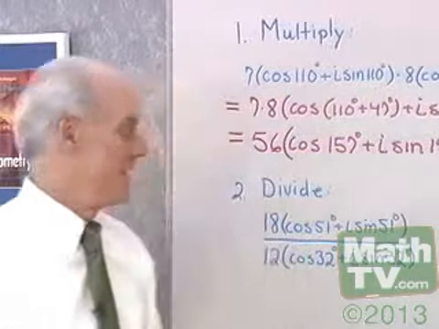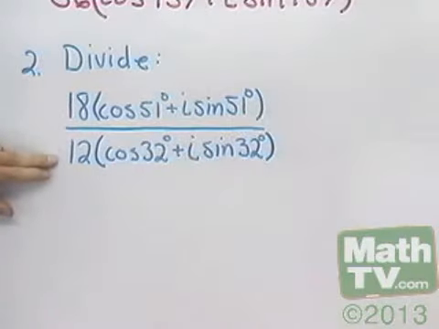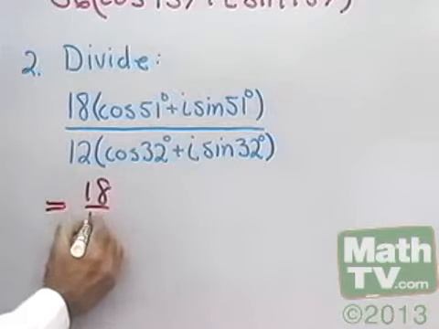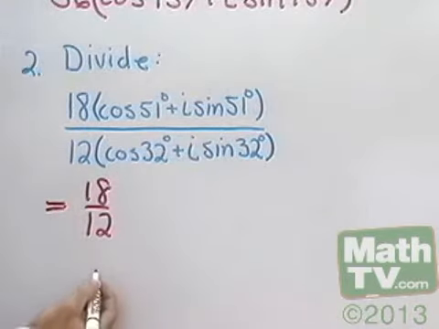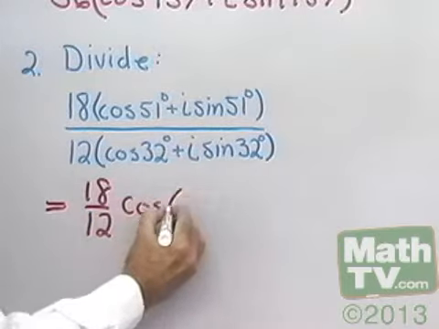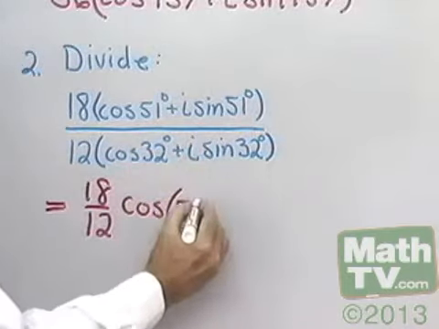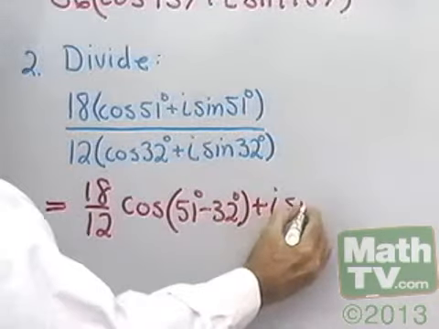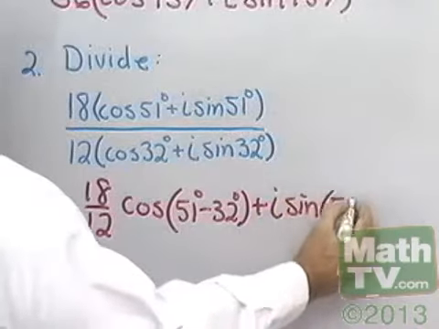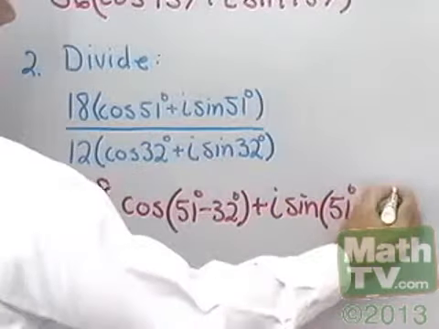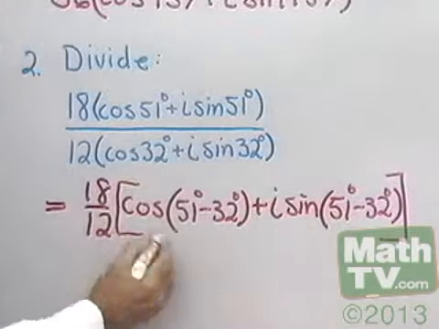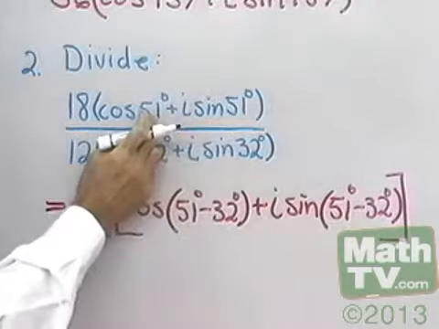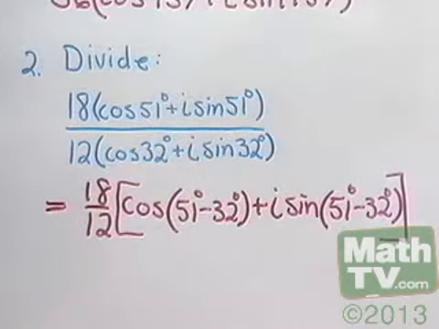Let's look at division. I want to divide this complex number by this complex number. It's very easy to do so. I'll just divide absolute values. It'll be 18 divided by 12, cosine of, and I'll subtract angles: 51 degrees minus 32 degrees plus i sine of 51 degrees minus 32 degrees. And let's put brackets around that. So I divide the absolute values and I subtract the angles, where the angle in the numerator comes first minus the angle in the denominator.